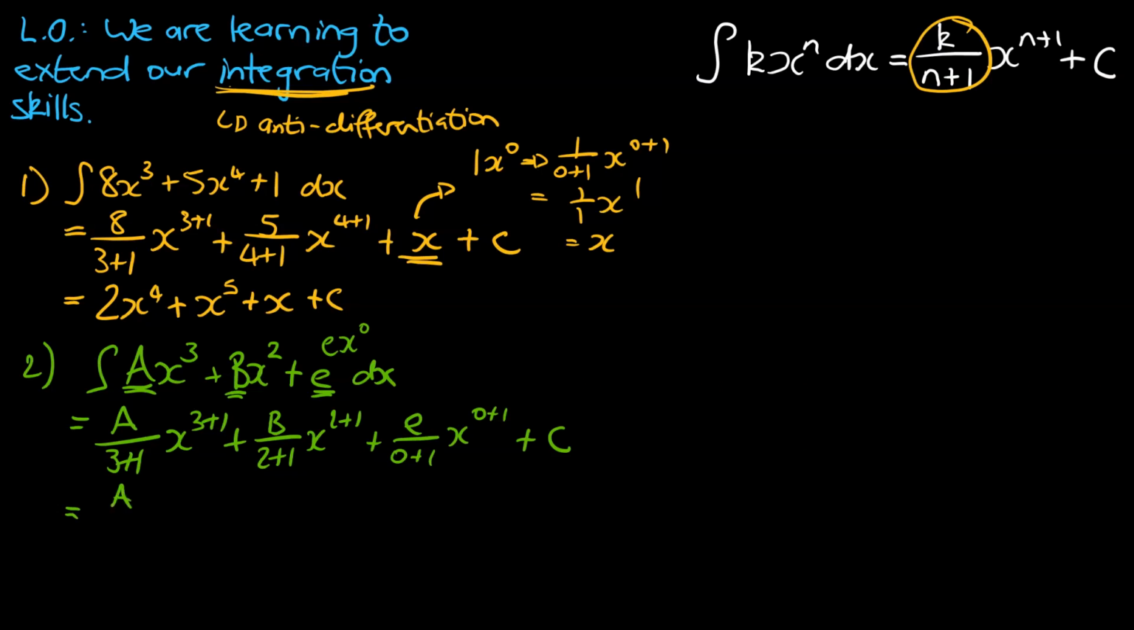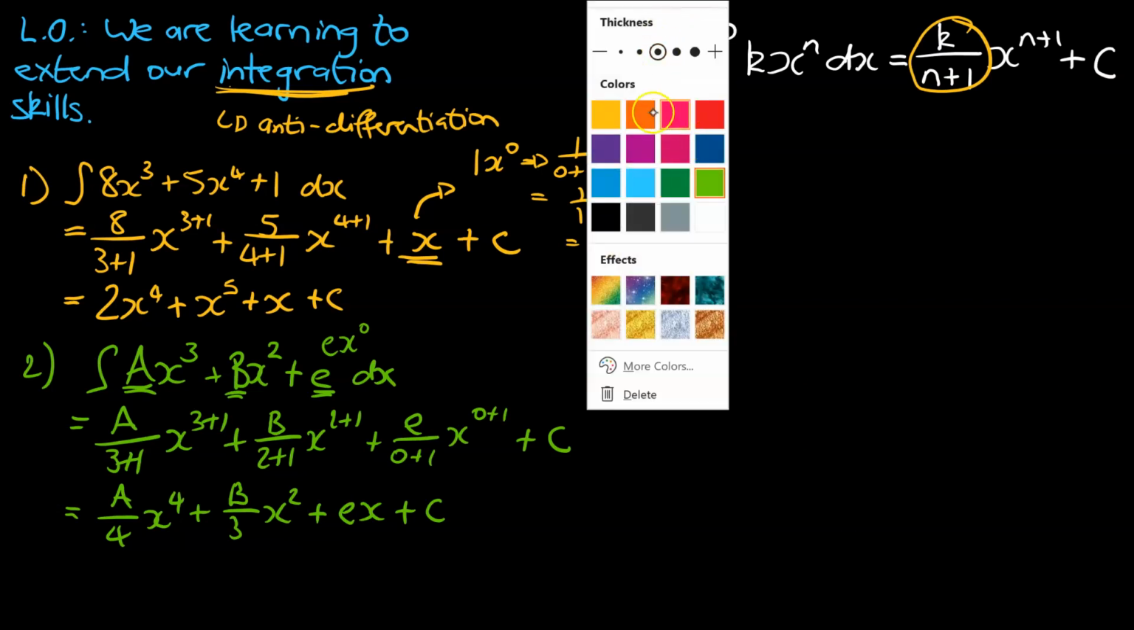And when we simplify this, this is going to be a divided by 4, x to the power of 4, plus b divided by 3, x cubed, plus ex plus c. And that would be our integral for the second question. So that was with respect to having another variable or other pronumerals within our equation.